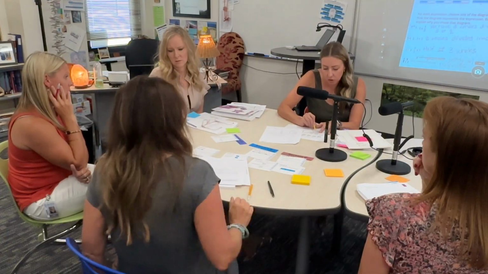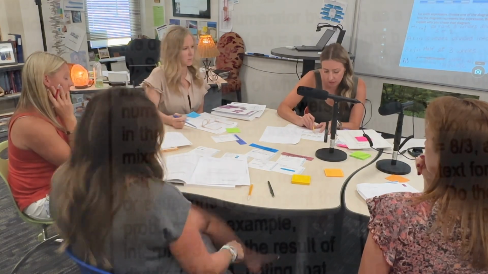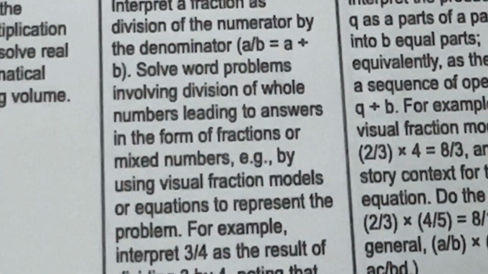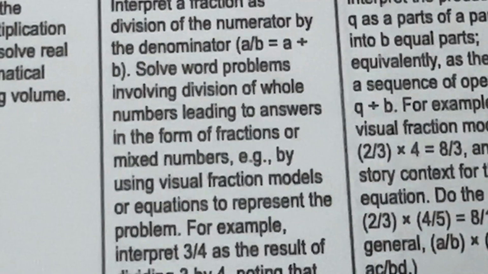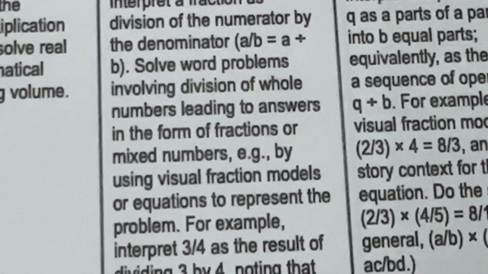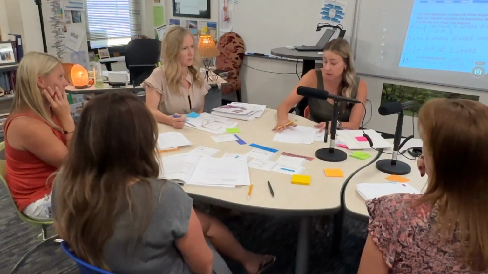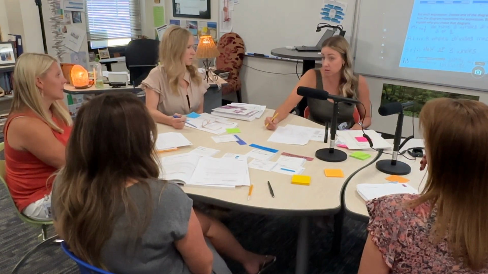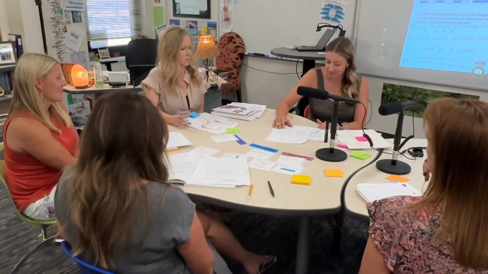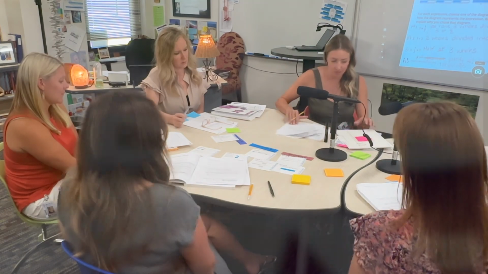Yeah, because if you look at the standard, it says solve word problems involving division of whole numbers leading to answers by using visual fraction models or equations to represent the problem. So they need to use that to represent it. And then we talked about how we want them to know that reasoning. So they need to know why they're using those numbers. Yes. Not just that they're keep, change, flip. Yes. Okay. Awesome.